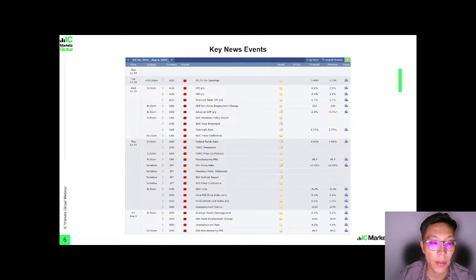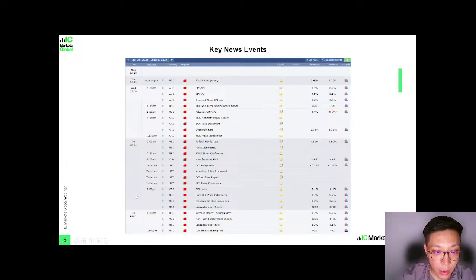Then we also have USD ADP non-farm employment change. Usually this is something like a prerequisite of the unemployment claims on Thursday, so you might want to look at the data for this news. Then we also have USD advanced GDP as well as the CAD monetary policy report as well as the rate statement. So for Wednesday it will be very volatile for pairs like USD CAD.